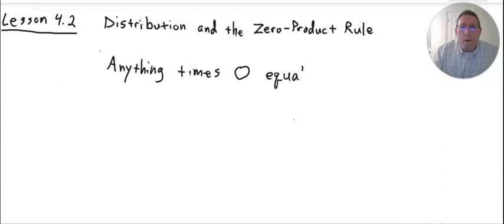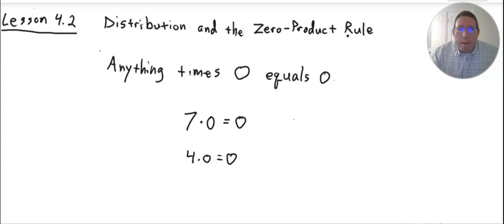We learned this a long time ago, probably in like third grade or something, right? 7 times 0 equals 0, 4 times 0 equals 0. I can put anything here because literally the rule is anything times 0 equals 0, okay? So if you multiply something times 0, the product is 0. The answer is 0. That's the first part of the zero product rule.